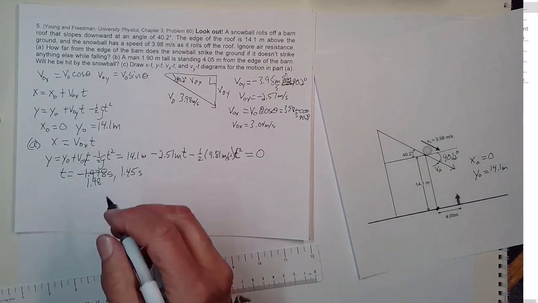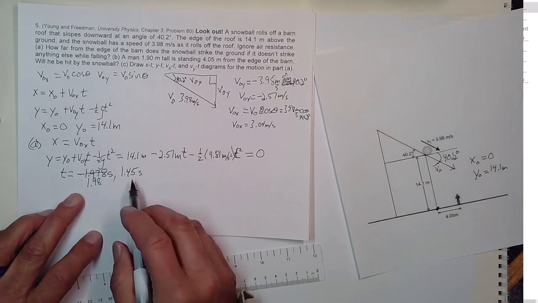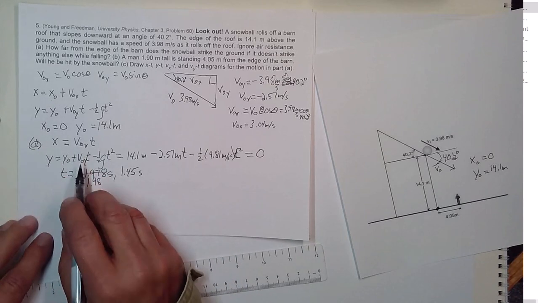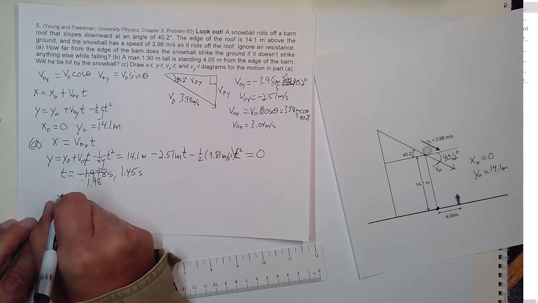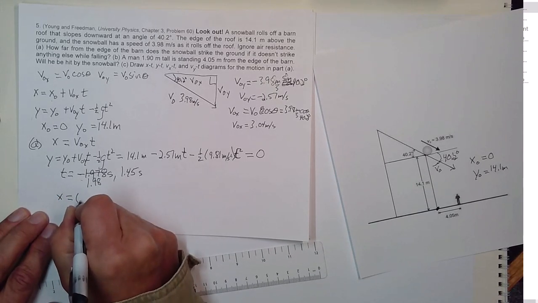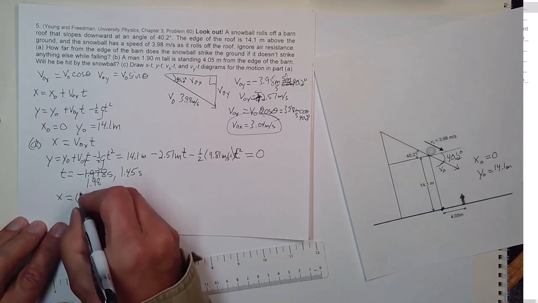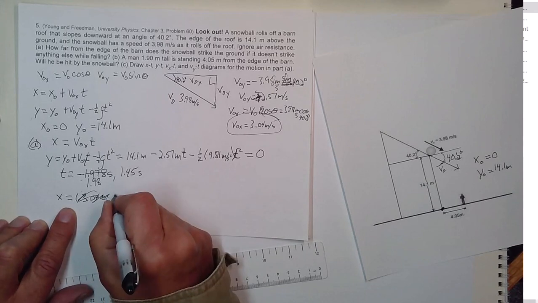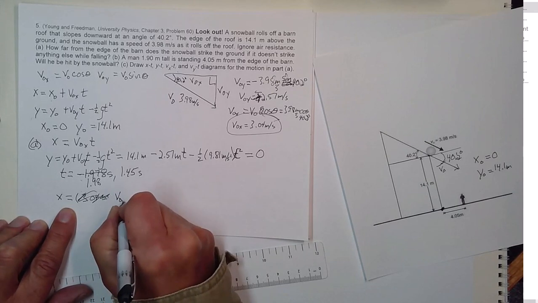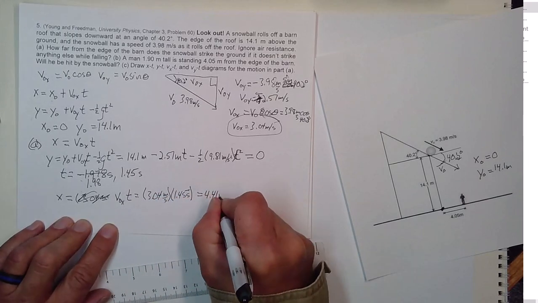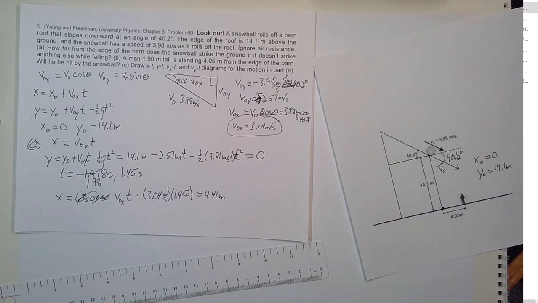Now we can move on from there. We don't need that negative root. T equals 1.45 seconds, and we can figure out how far from the base of the building it lands. So x equals v naught x, which is 3.04 meters per second. I don't like to do that where I start off with numbers. I want to remind myself it's v naught x times t. 4.41 meters from the base of the building.